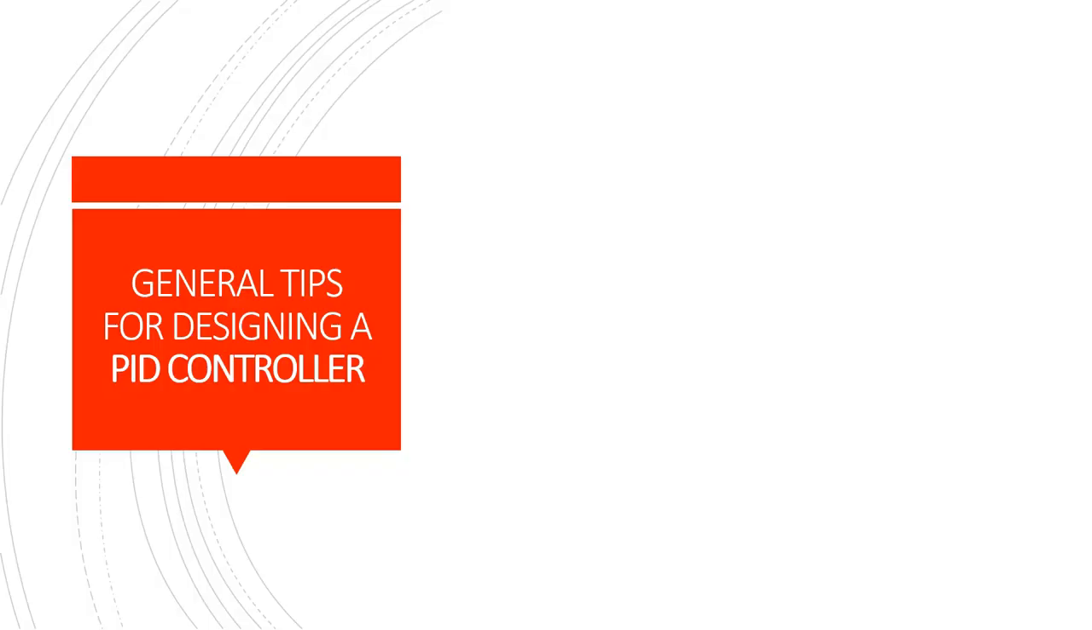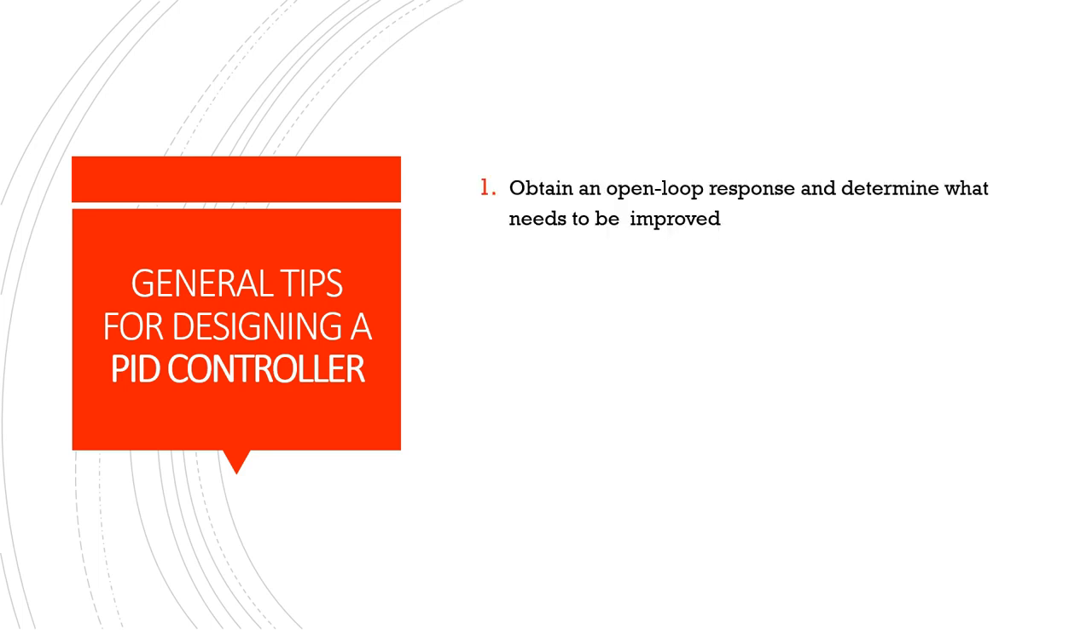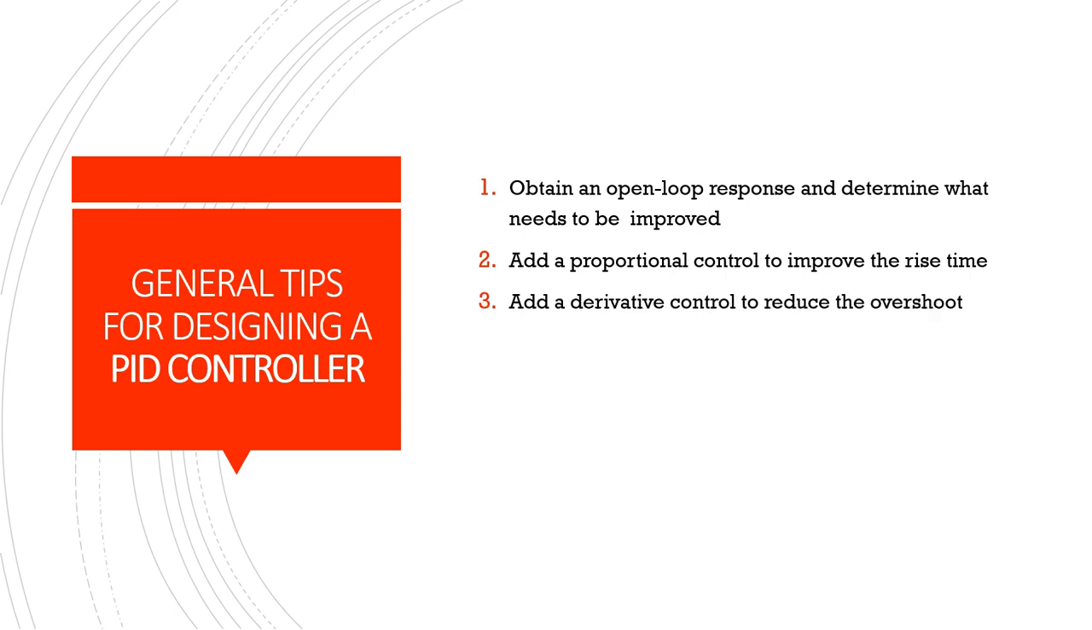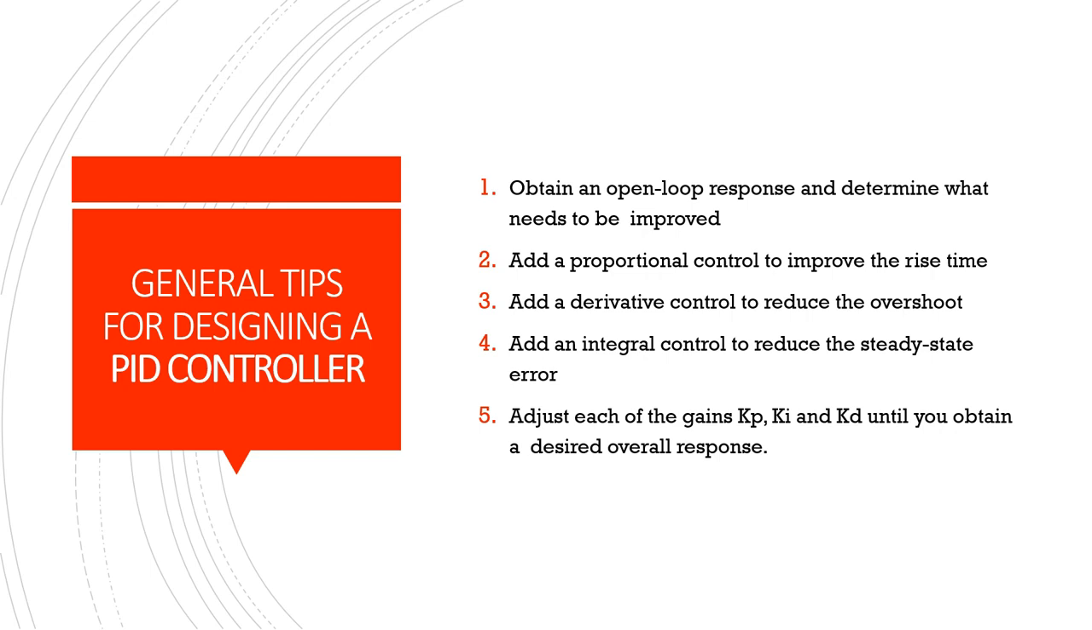Let's look at the general tips for designing a PID controller. Obtain an open loop response and determine what needs to be improved. Add a proportional control to improve the rise time, add a derivative control to reduce the overshoot, add an integral control to reduce the steady state error. Adjust each of the gains Kp, Ki and Kd until you obtain a desired overall response.